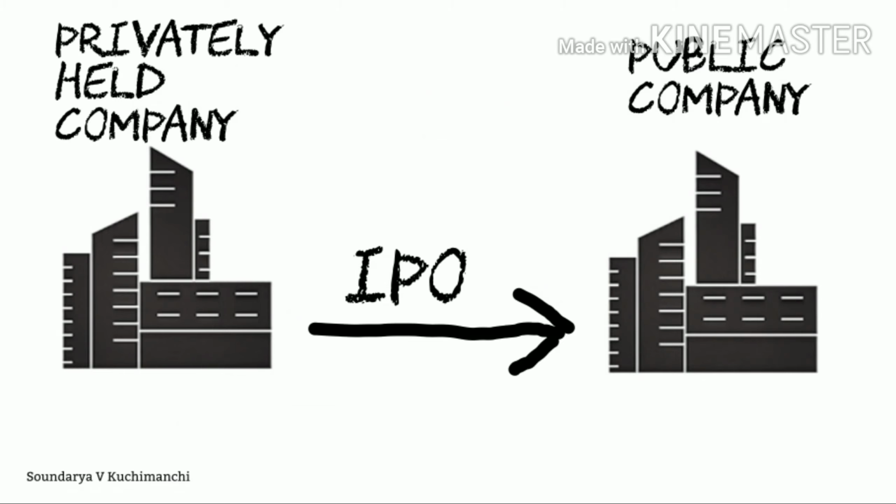Prior to IPO, a company is considered to be private with a lesser number of shareholders. After IPO, the issuing company becomes a publicly listed company on a recognized stock exchange. So, IPO is also known as going public.